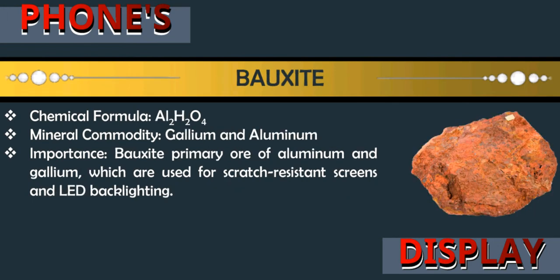Lastly, we have the mineral bauxite, an ore of both gallium and aluminum, which are very useful in the production of scratch-resistant phone screens and LED backlighting, which is basically a technology that can save amounts of mobile energy.